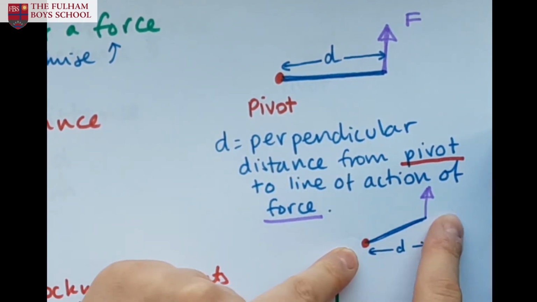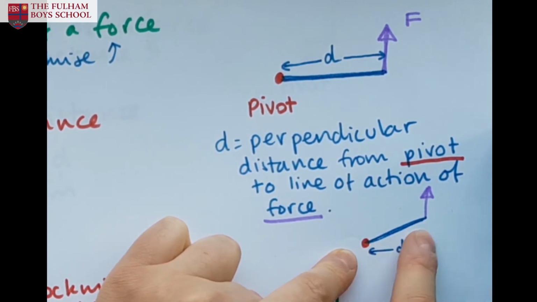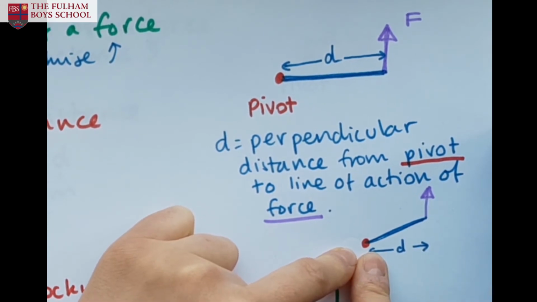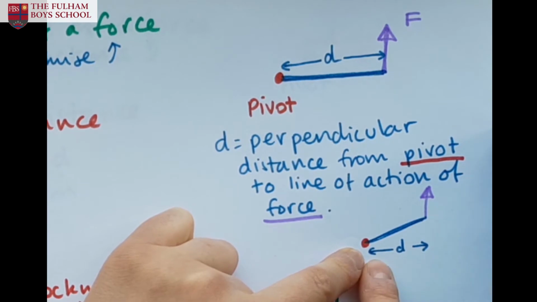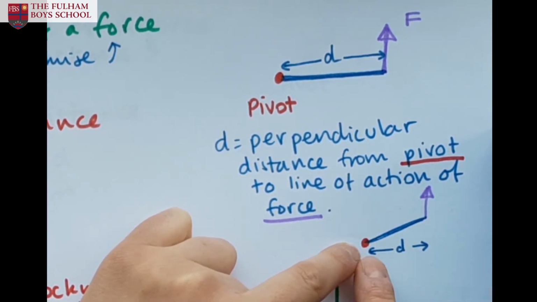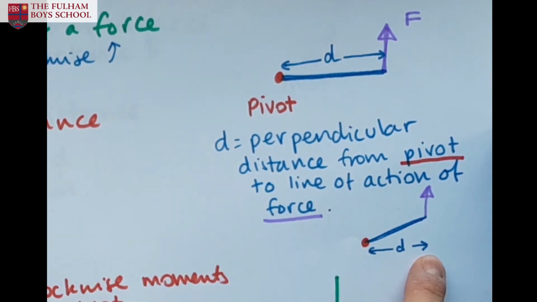However, if you had a situation like this, where the lever, if you like, or the blue line is not actually perpendicular to the force, then you need to remember that the distance is the perpendicular distance between the line of action of the force and the pivot. They like to trick you on this in exams by giving you a range of values. They might give you this value, this value. It is the perpendicular distance from the pivot to the line of action of the force.